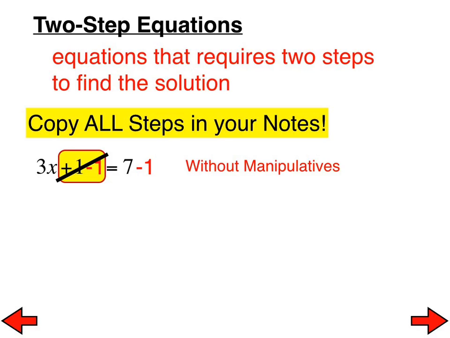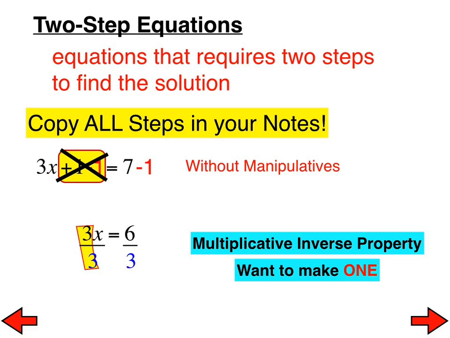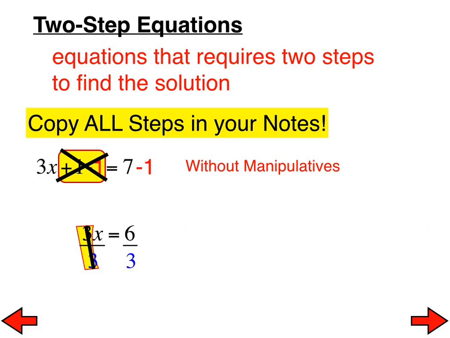So on the left-hand side we have 3x, and on the right-hand side 7 minus 1 is 6. And now we have one of these one-step equations that we learned how to solve yesterday. We have 3x equals 6. To solve that, we would need to divide both sides by 3. Why division? Because that's the inverse of multiplication. So we end up with x equals 2. All right.